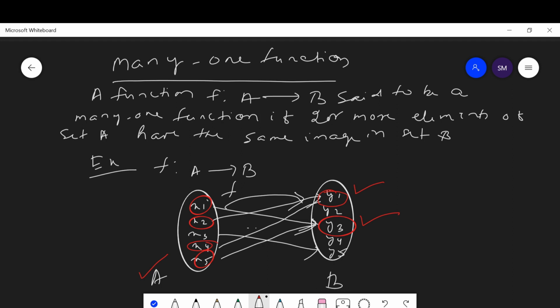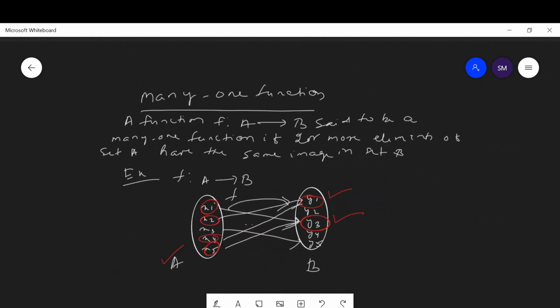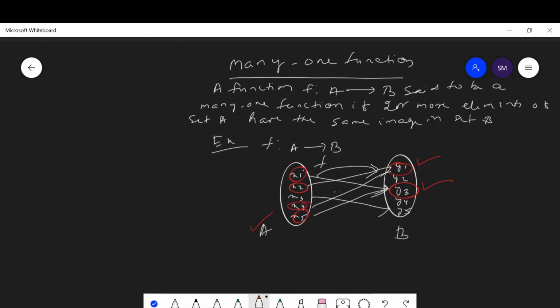Okay. Then let us take another example. Now let us discuss another example. Here another example says that let A be a set with elements -1, 1, -2, 2, and B is a set with elements 1, 4, 9, 16.